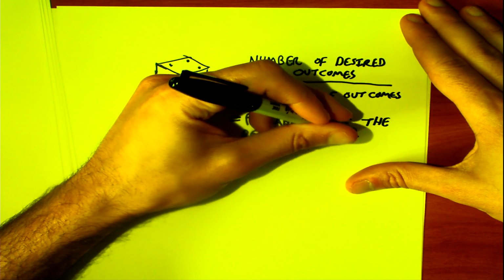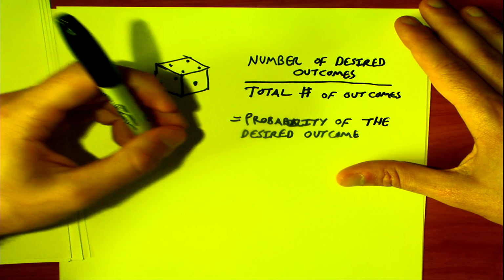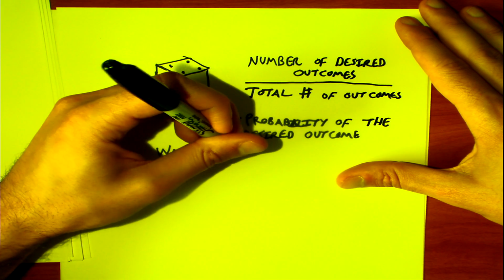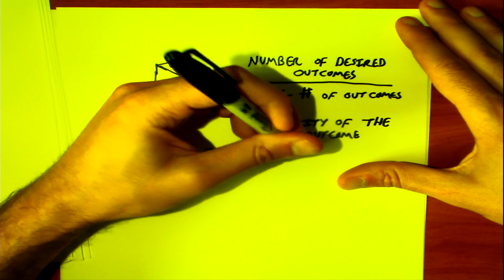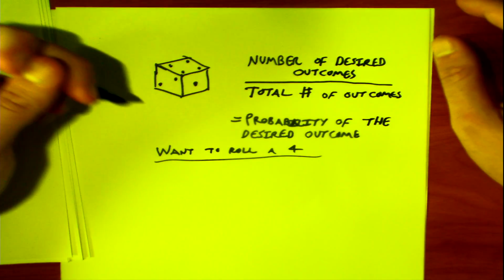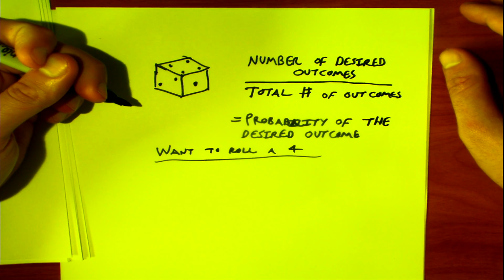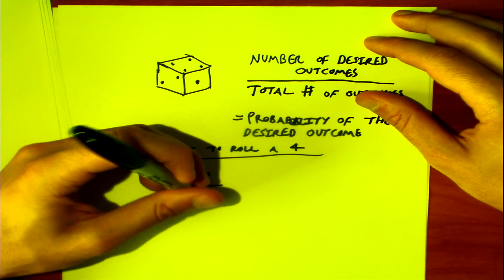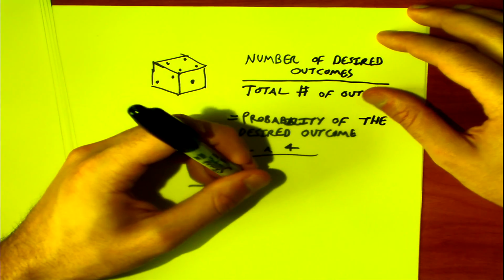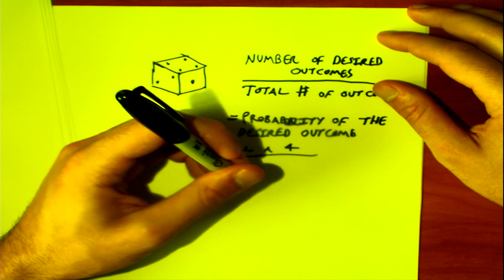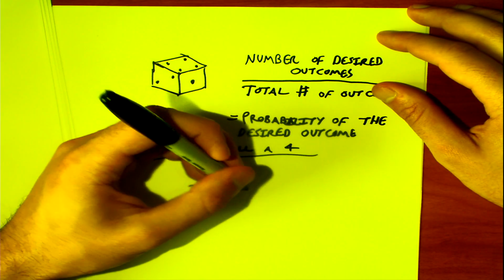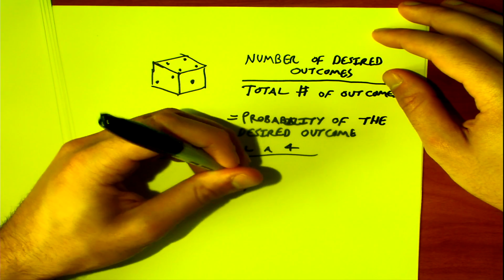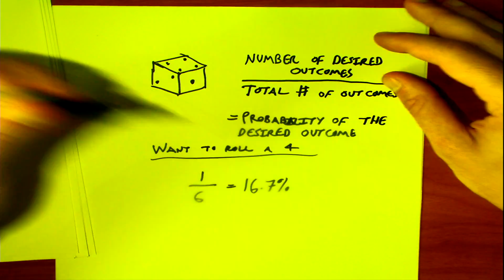So in this case, say that I want to roll a 4. The number of desired outcomes is how many? 1. Right? Total number of outcomes 6. That means the probability of the desired outcome is what? Or if we wanted to look at it from a percentage point of view, it'd be 16.7%.